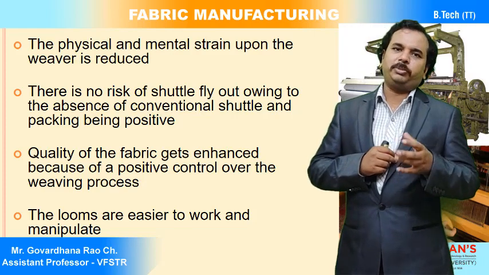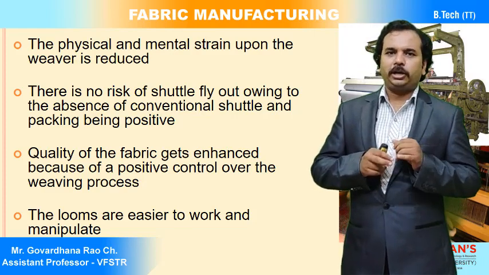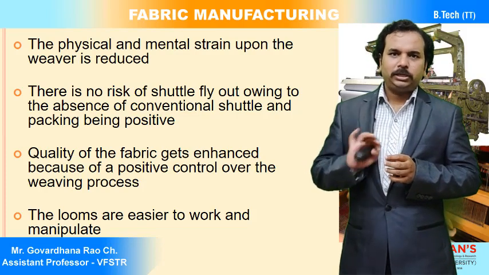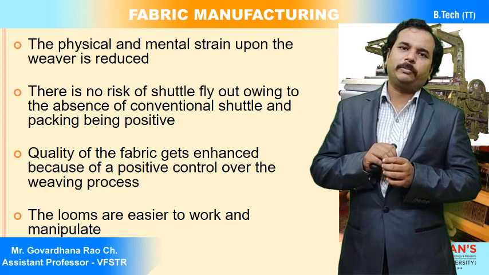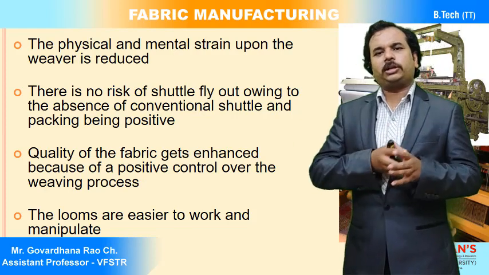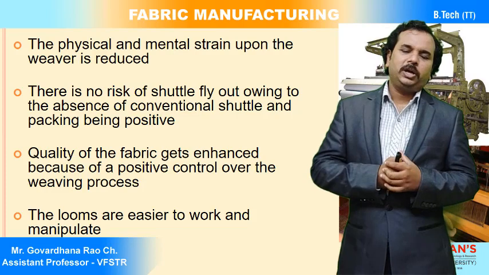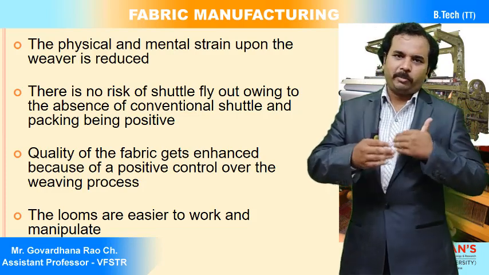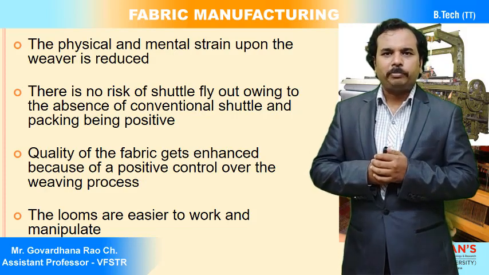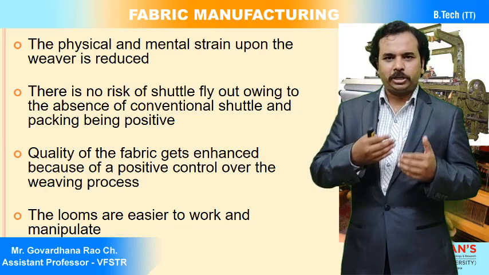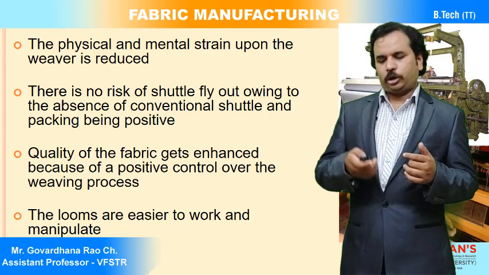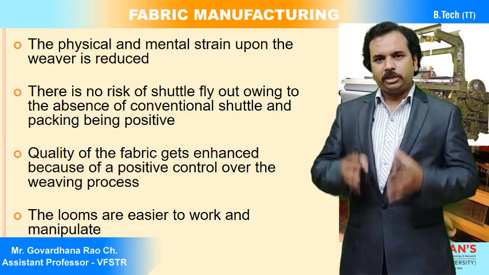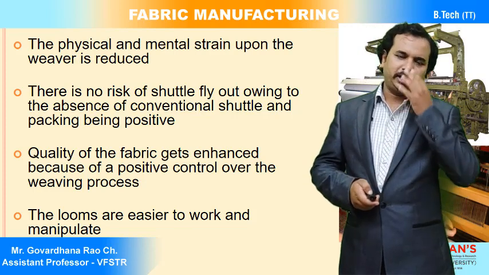Like if you want to change the picks per minute, you can automatically change it in the loom by just giving instructions to the microprocessor. The microprocessor will control how much speed of the warp let-off and the fabric take-up has to be done, so that we can maintain the number of picks per inch. So picks per inch can be controlled automatically. These mechanisms allow it to be very easily monitored and we can get good quality of the fabric.